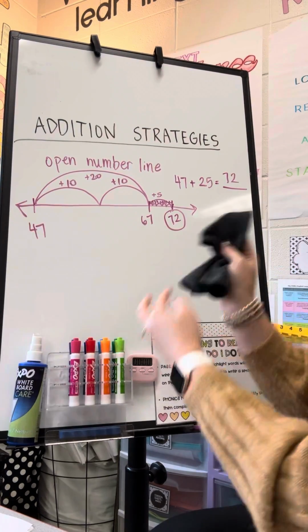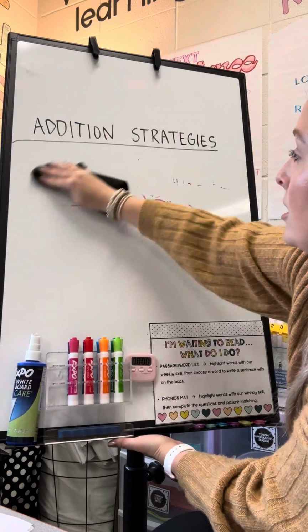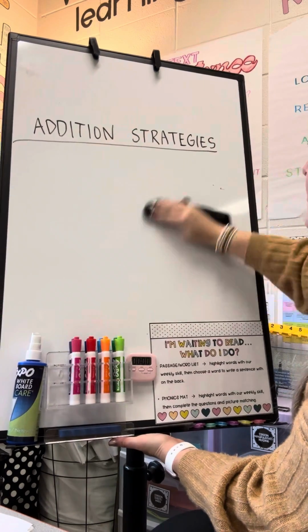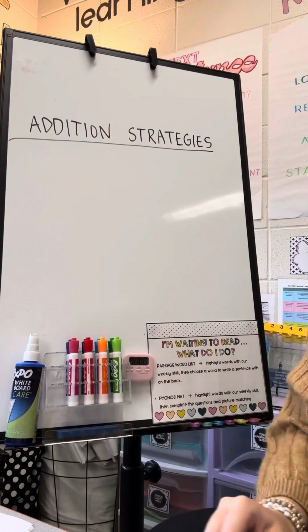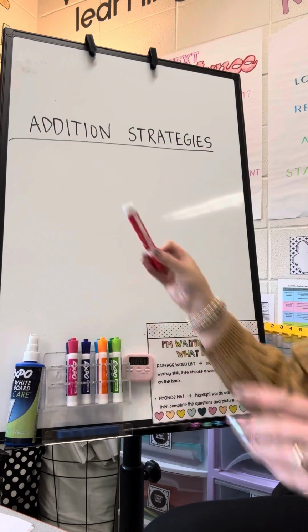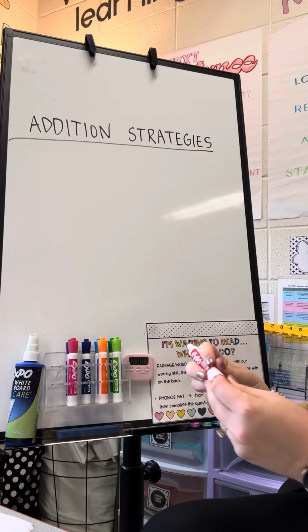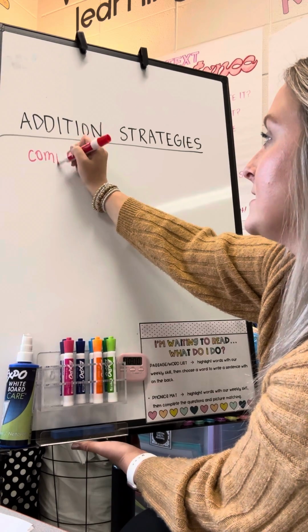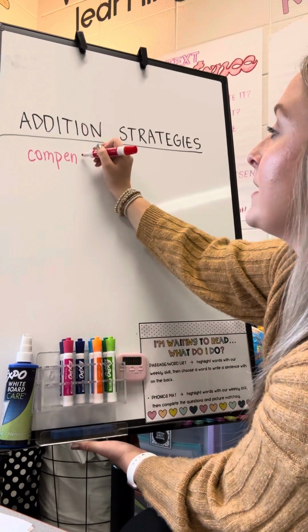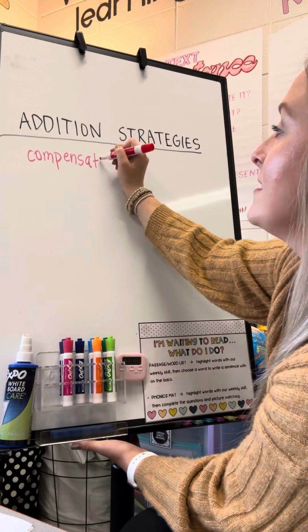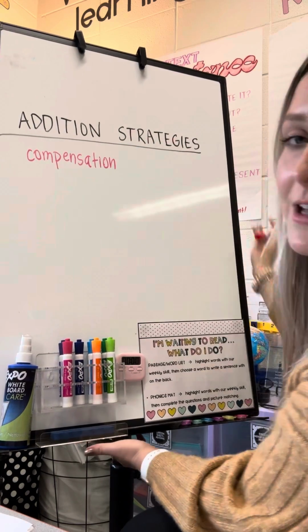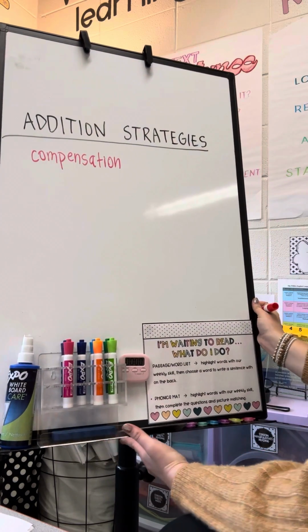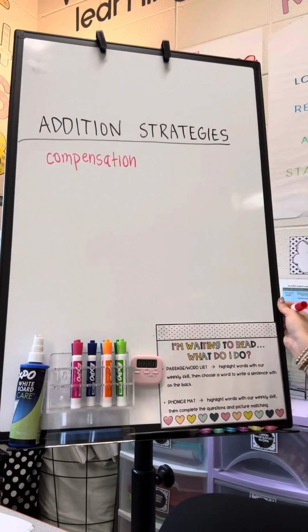The next strategy I'm going to talk about is compensation. Okay, and compensation is a strategy that can be very confusing, and if it doesn't make sense to a kiddo, they just might not be ready for it just yet. But that doesn't mean that they can't utilize it further down the road. So compensation is basically just making it easier to add.